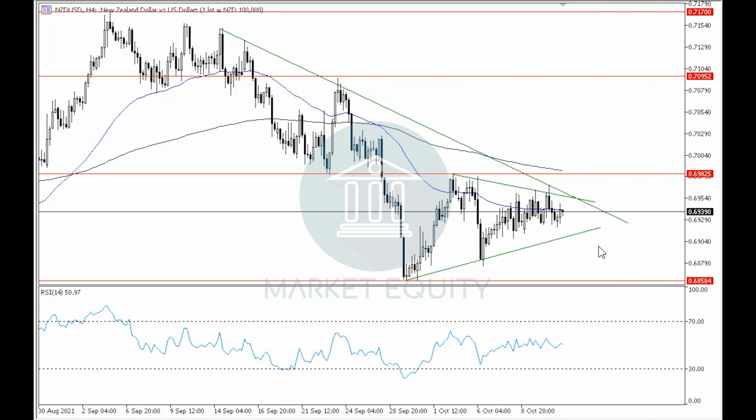One thing to note is that by breaking upwards to level 0.6980, it will cancel the downward scenario and will then support the probability of forming a new uptrend in the 4-hour time frame. However, by holding below this level, then we are still moving in a sideways movement inside the overall downtrend in the 4-hour time frame. That was it for the New Zealand dollar versus the US dollar.